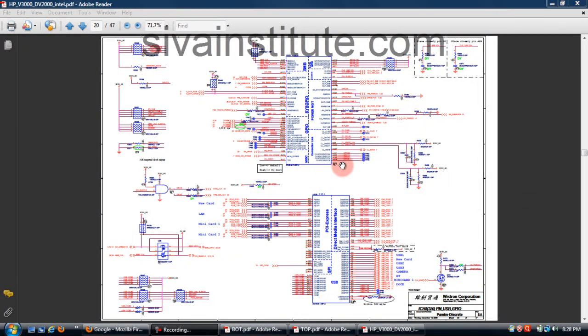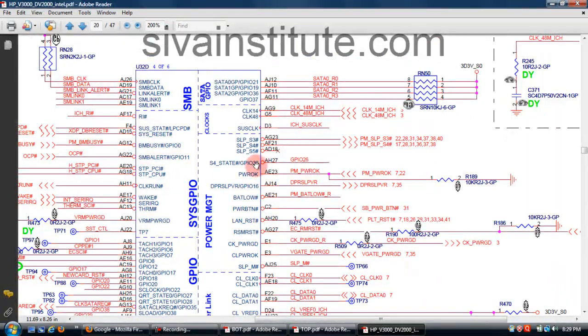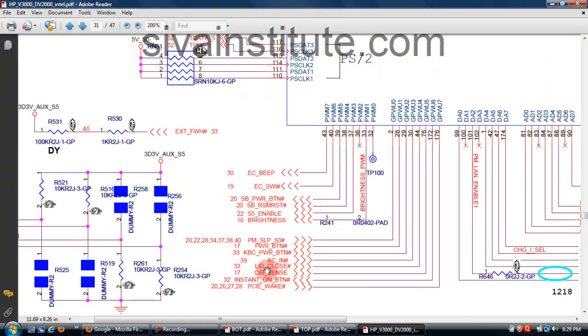This is ICH, page number 20. After the S4 command, S3 comes out from this IC. See here, the S3 command comes out from this IC. This voltage goes to the SIO chip and all regulators. We will see at the SIO chip. The SLP S3 command comes to this IC, pin number 2. And the same way, this voltage SLP S3 3.3 volts goes to all regulators.